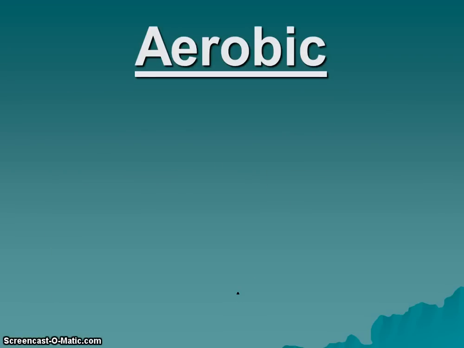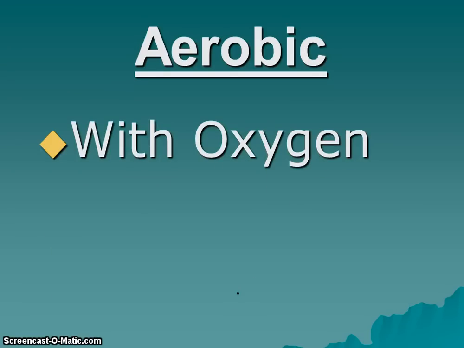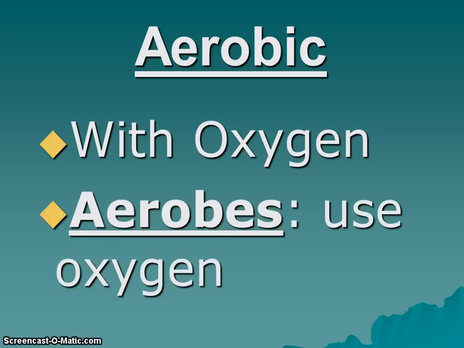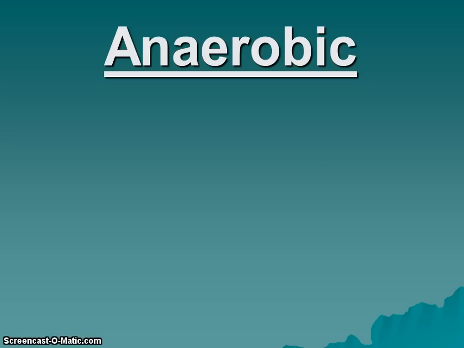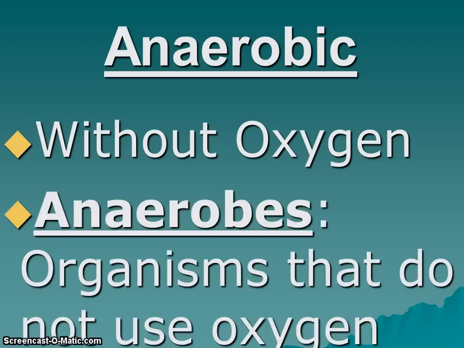So aerobic means with oxygen. Think of aerobics, a lot of breathing. So aerobes are those that use oxygen. Anaerobic is no oxygen. Okay, so an anaerobe cannot use oxygen and they are poisoned by it.